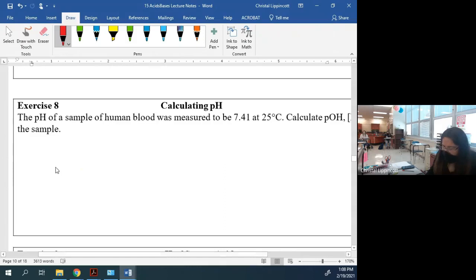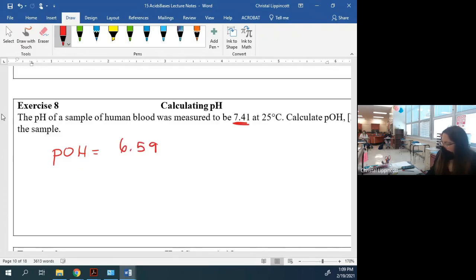All right. The next one, we're calculating blood. The pH is measured at 7.41. They want you to calculate the pOH, the hydroxide concentration, and the hydronium concentration. So pOH then, if we take 7.41 from 14, we would end up with 6.59.